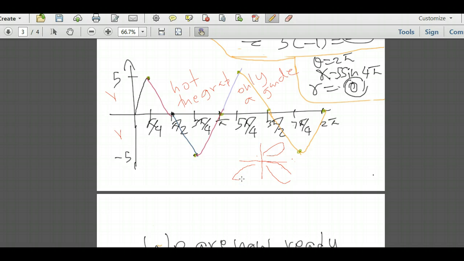All right, and then from 5 pi over 4 to 3 pi over 2, 5 pi over 4 is here and 3 pi over 2 is right here. What happens? At 5 pi over 4, r is at 5. It drops from 5 to 0, right? And then from 3 pi over 2 to 7 pi over 4, it goes from 0 to negative 5. So it goes negative, so you go the other way.